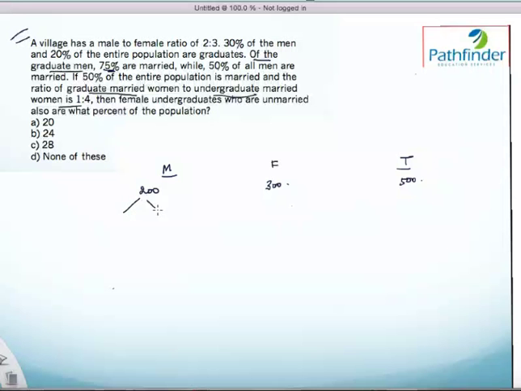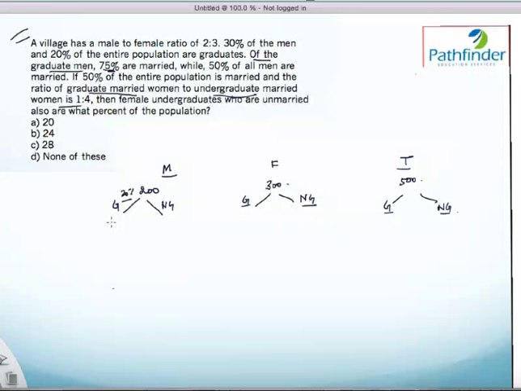So we branch off these men into graduates and non-graduates, and we do the same for females and the total population also. So females are also branched off into graduates and non-graduates. The total population also is branched off into graduates and non-graduates. So 30% of the men and 20% of the population are graduates.